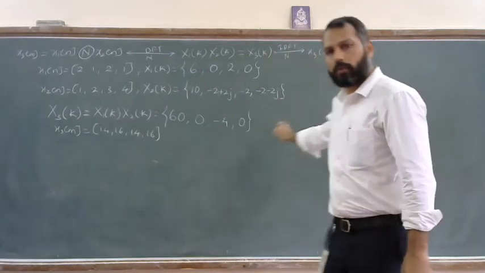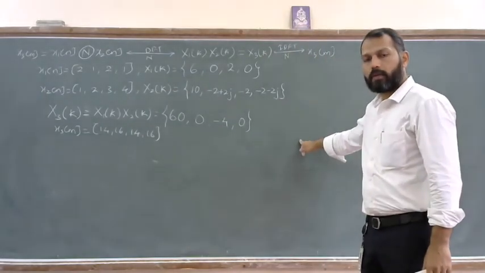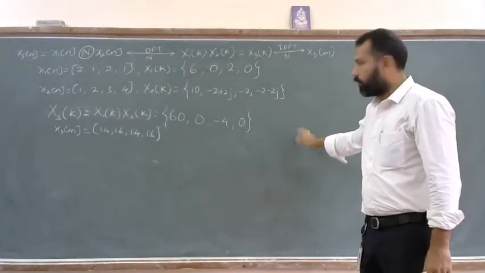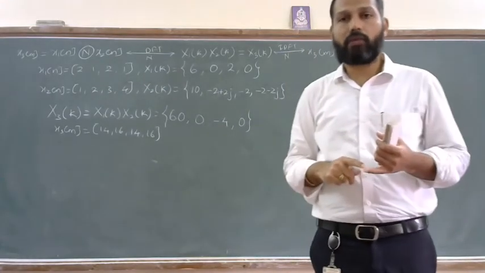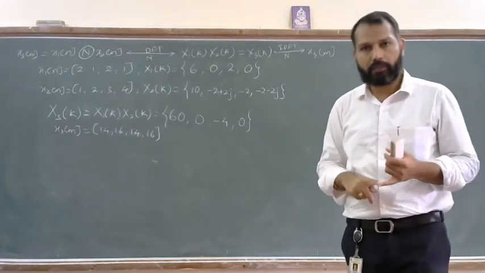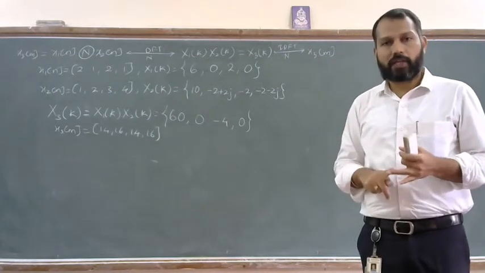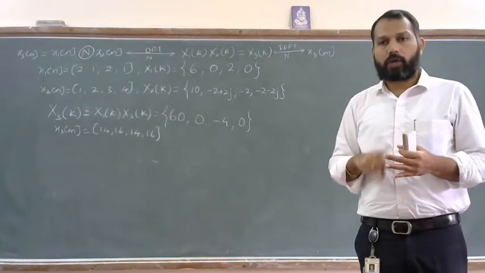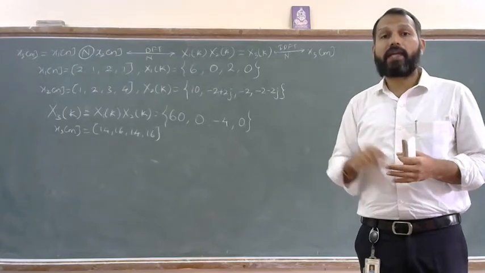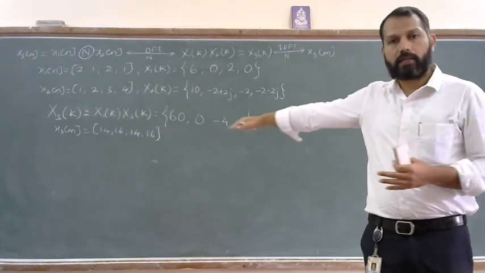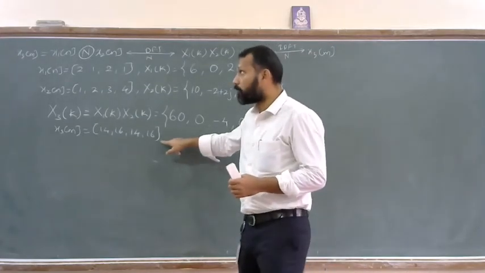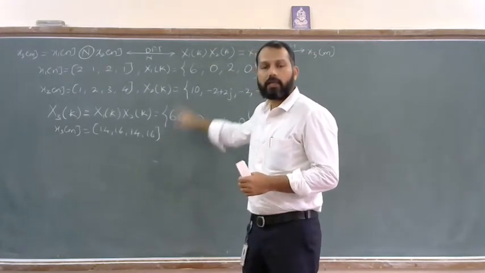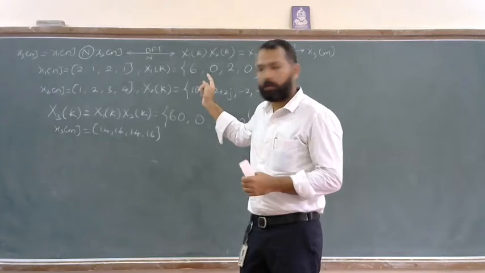Did you all understand the procedure? Okay. Now the procedure is very simple. For the sequences given, you need to apply 4-point DFT, multiply the DFTs, you will get a product DFT, and apply IDFT on that product DFT, you will get a discrete time sequence. And this discrete time sequence will be representing the circular convolution.